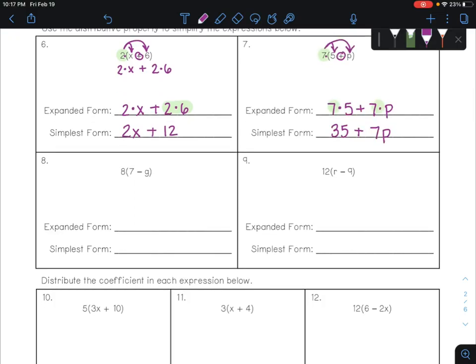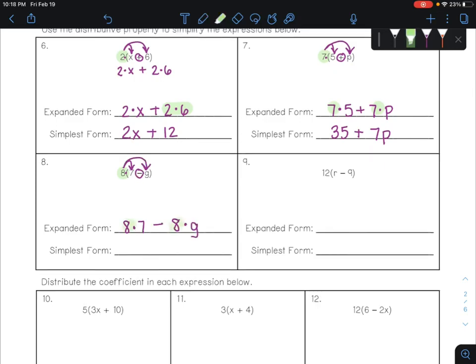8 times the group 7 minus g. So 8 times 7 minus, this time, 8 times g. So see again, we shared the 8 times. 8 times 7, 56, minus 8 times g, or 8g. Now it's simplified.